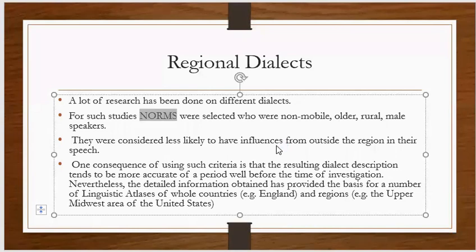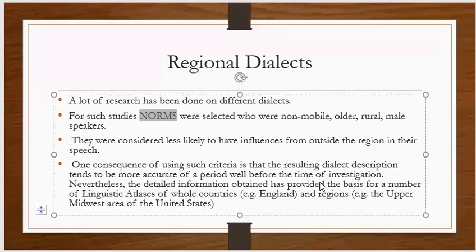And you can simply compare your own language with the language of maybe your grandparents, or some of your relatives who are living in rural areas and are less educated or illiterate. Their language would be pure, whereas your language would have the influence of other languages as well. That is why, to find out the features of a dialect, researchers look for norms, right? So that their language has the least influence of other languages.